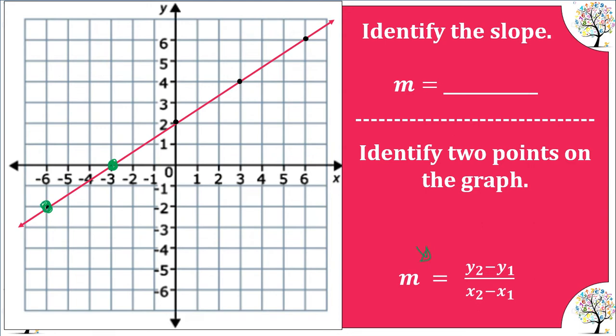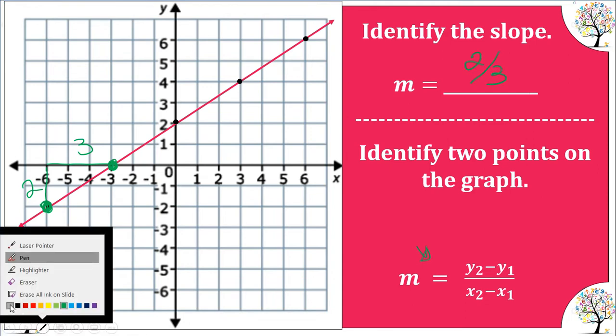So let's go ahead. Here's our 2 points. We start on the left. This point's to the left of this one. We're going to do the vertical change first. So I'll go up 1, 2. So going up is positive and going to the right is positive. 1, 2, 3. So my slope is 2/3.